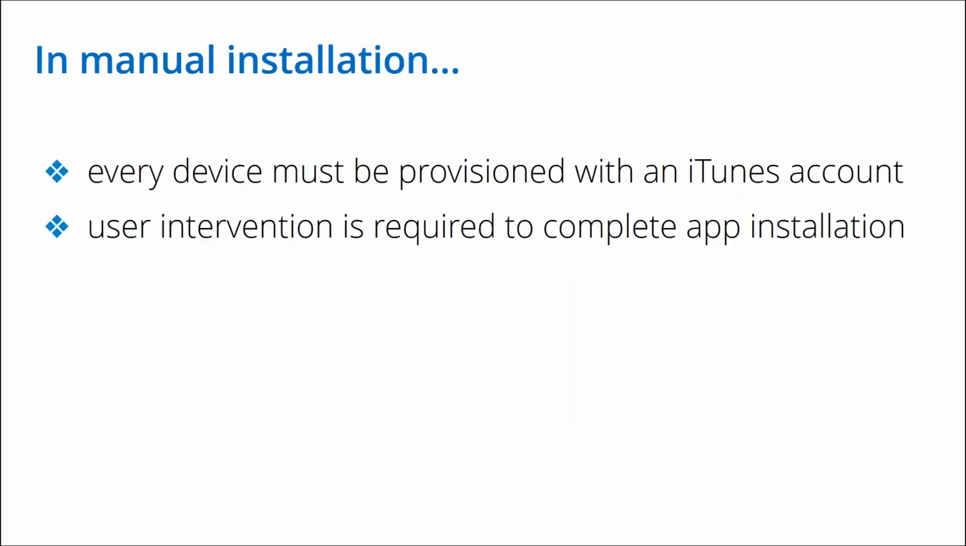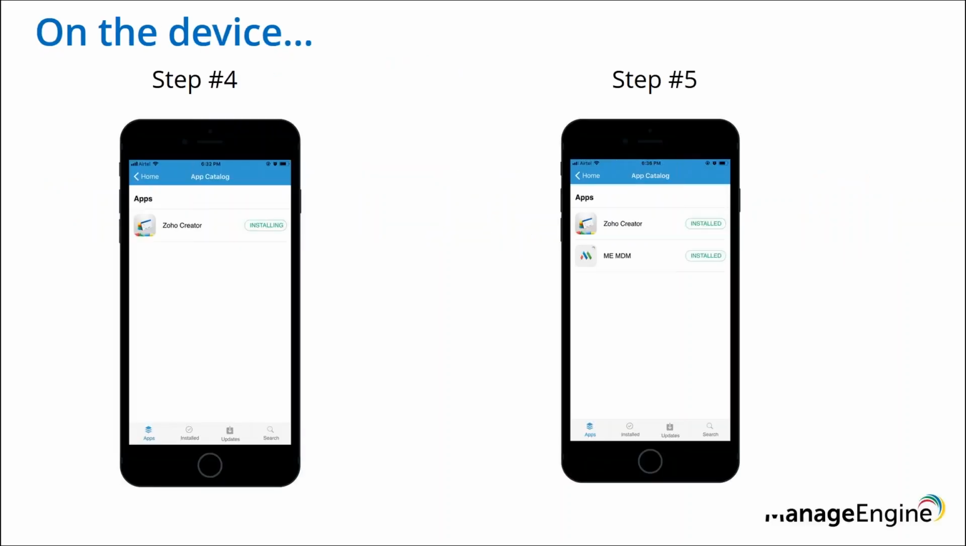And in this technique, as you saw, every device must be provisioned with an iTunes account. And obviously, user intervention is mandatory to complete the installation. But this would be mainly useful in case you're not sure about what apps your employees might require. You can bulk deploy as many applications as you want. And from the app catalog, the users can select whatever apps they need and they'll be able to install them. That is how this app catalog or the manual deployment works.